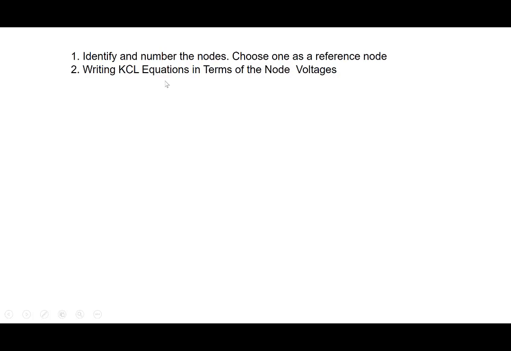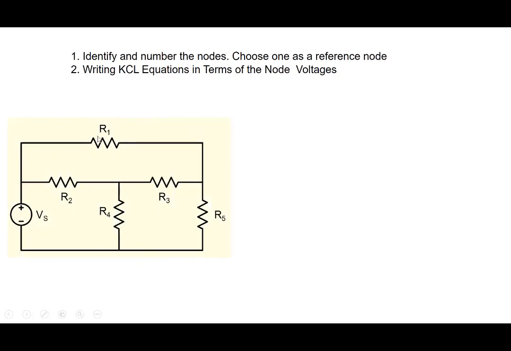So the first step is, given any circuit, identify and number the nodes and choose one as a reference node, right? So that's the first step. Given a circuit, for example, a circuit like this, what you should do is identify all the nodes here. A node is a place where two or more elements are joined together. So this is a node, this is a node here, this is a node here, and this is a node here. So we identify 4 nodes.